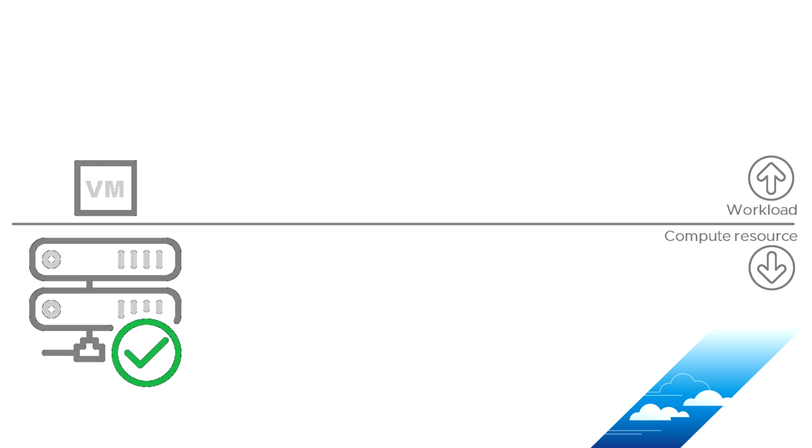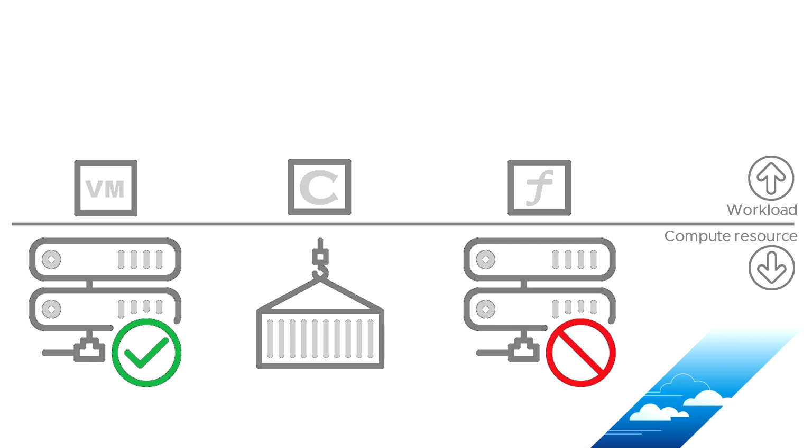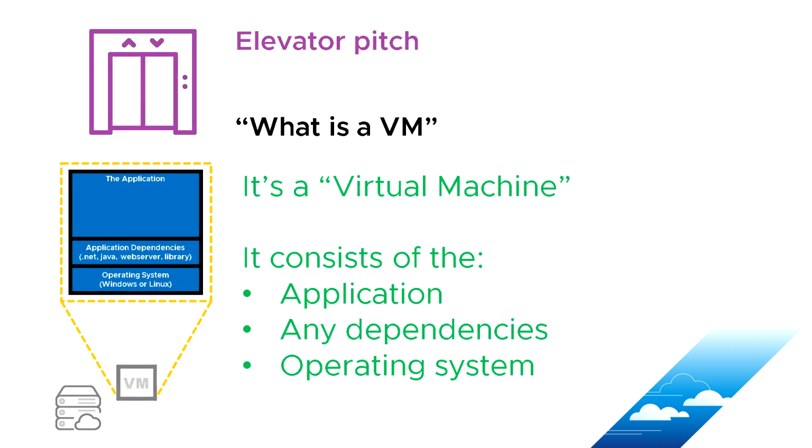So let's just do a bit of a summary on that again, the things we've just learned. A VM runs on a server running a hypervisor. So that's the bare minimum for running a VM. A container runs on a container runtime, and a function runs on a serverless environment. So just to wrap that up again, what is a VM? It's a virtual machine. It consists of the application, any dependencies, and the operating system. And it runs on a server with a hypervisor.